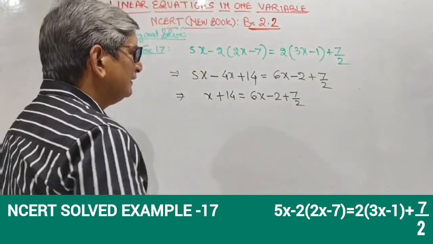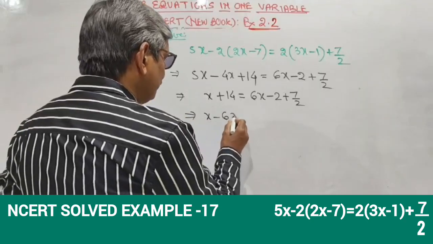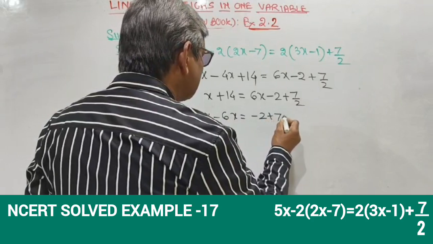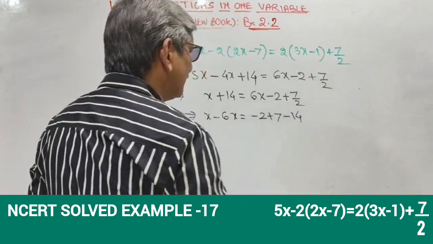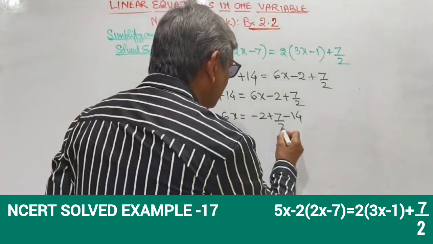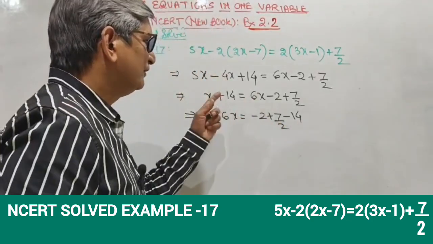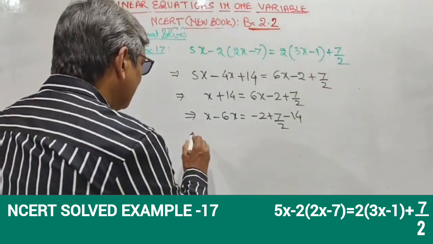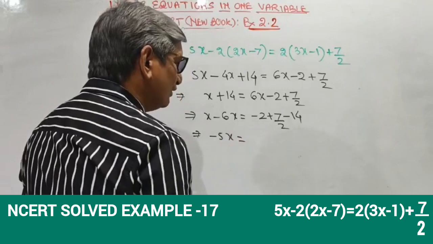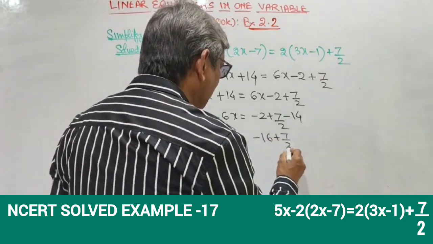So for that, you can have 6x this side. Just see, x minus 6x is equal to minus 2 plus 7 minus 14. I hope it is clear what I am trying to do. 6x is shifted to the left hand side, 14 to the right hand side. It becomes minus 5x is equal to minus 16 plus 7 by 2.